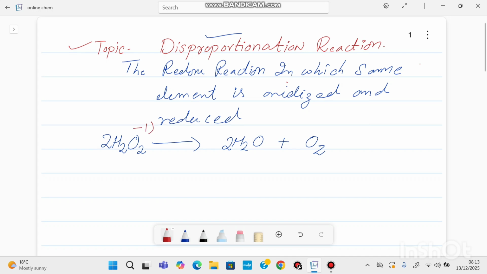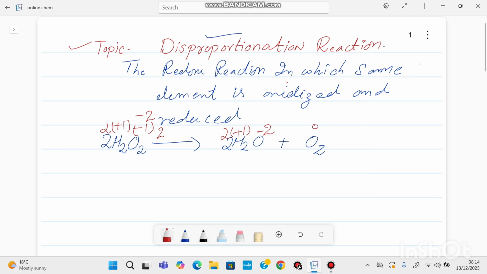Now, oxygen has -1 because it's peroxide. Hydrogen atom has +1 oxidation state, right? And on the other side of the equation, oxygen will be -2 because from peroxide it is converted into normal oxide. Hydrogen will have again +1 oxidation state, and you can see that oxygen is in free state, so its oxidation number here will be 0, right?